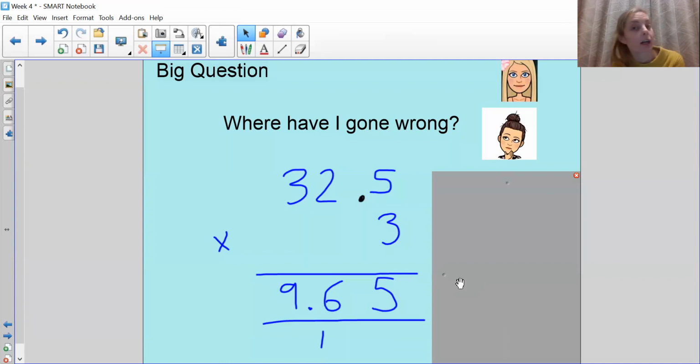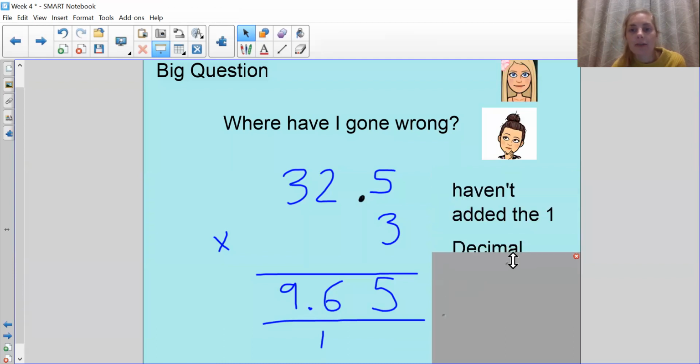But there's one very obvious one that is incorrect, and maybe another one that's also quite obvious to you. Great, hopefully you have realized that first of all, I haven't added this one in my answer. I said 3 times 5 is 15, and then I said 3 times 2 is 6. And I didn't add this one. So it's very important that we're not forgetting to add any extras.